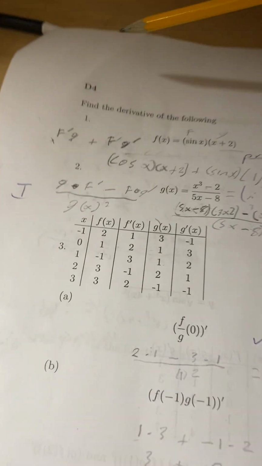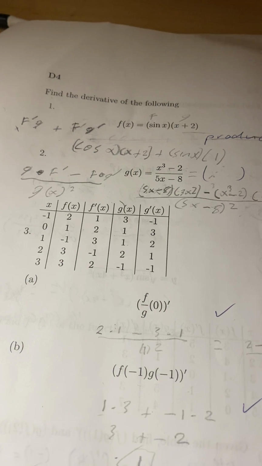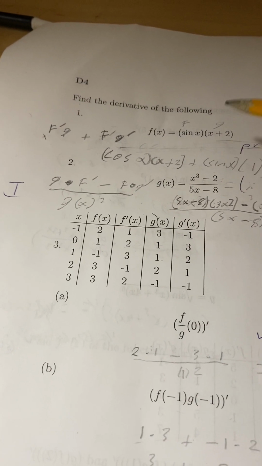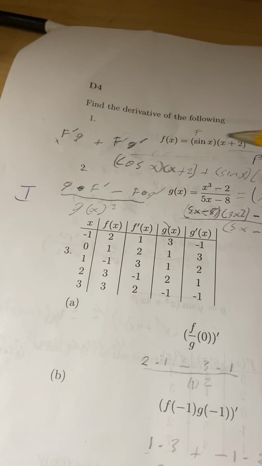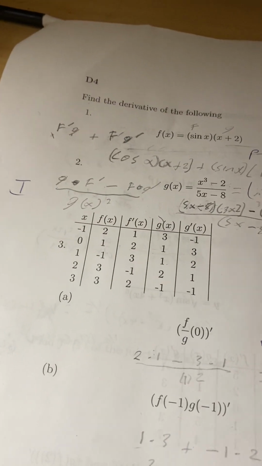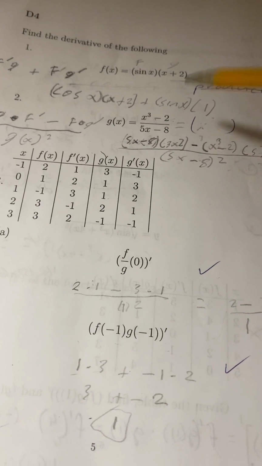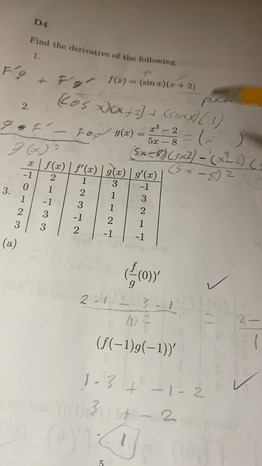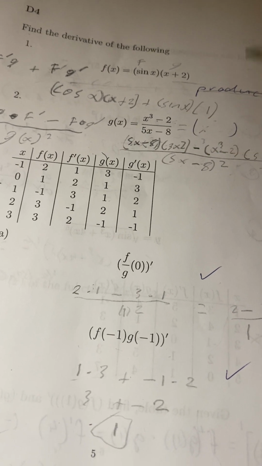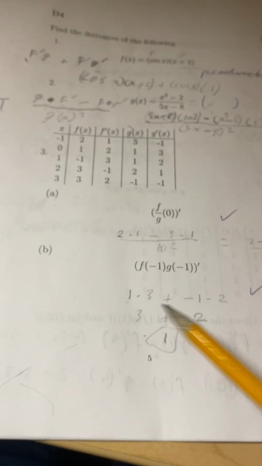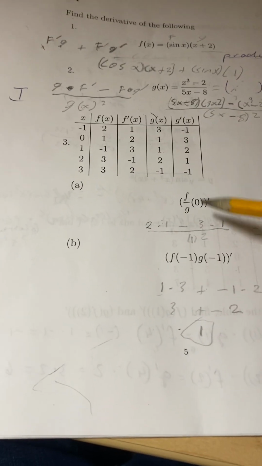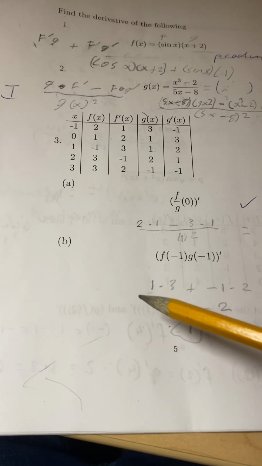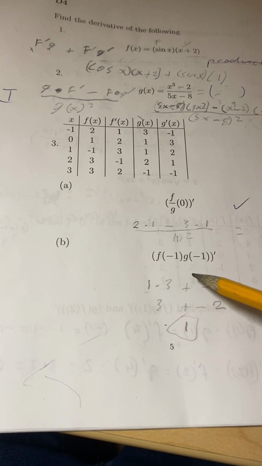Okay, so in D4, they're asking for us to find the derivatives of the following equations. We have f of x equals sine of x times x plus 2. The other one is g of x equals x cubed minus 2 over 5x minus 8. And then over here, it asks us to find f over g of 0, and then f of negative 1 times g of negative 1.